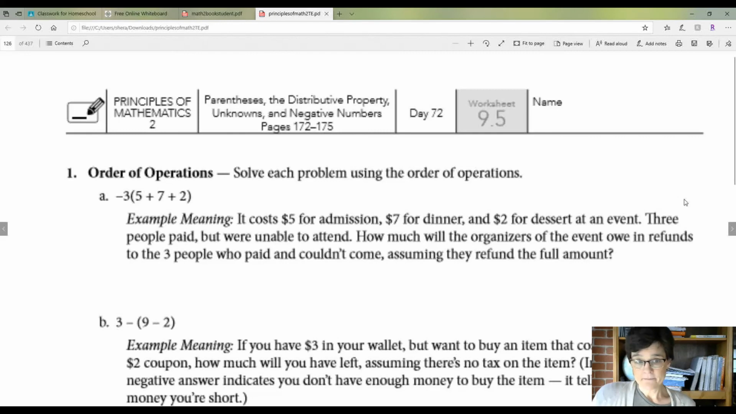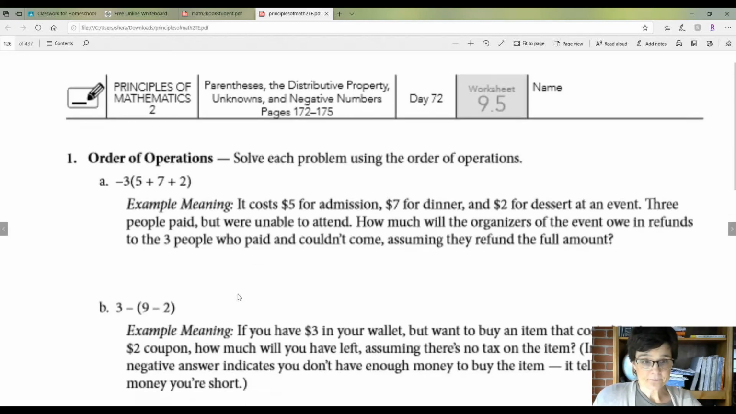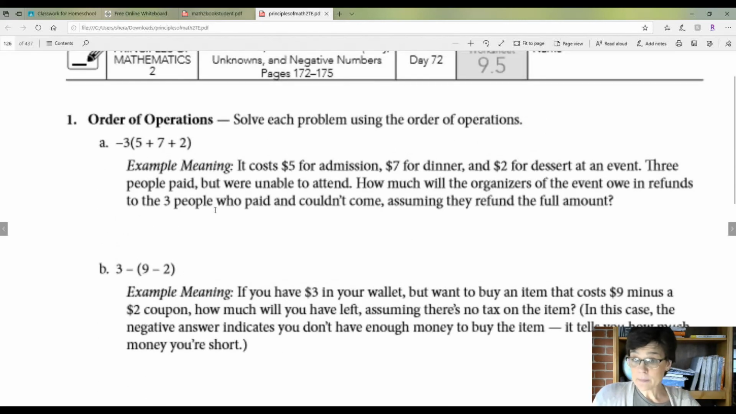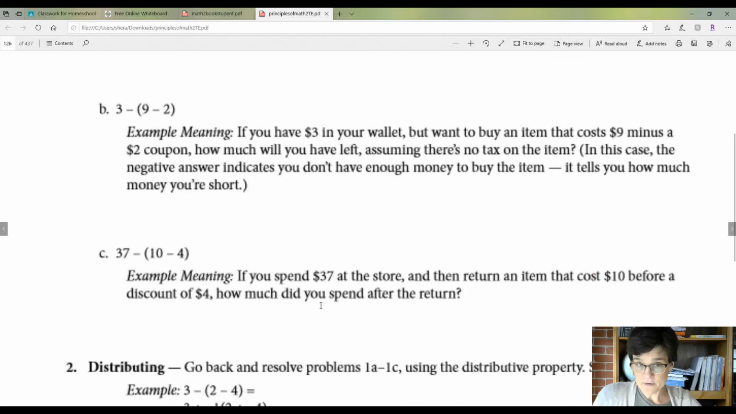Okay, here's our worksheet. It's divided into 3 sections from what I'm seeing. Number 1, A, B, and C. These are order of operations. Make sure you read the example meaning. So these should be pretty easy for you.